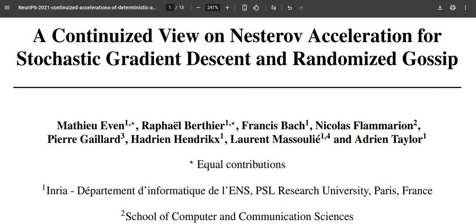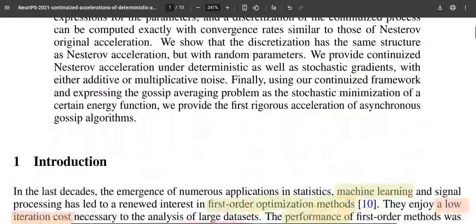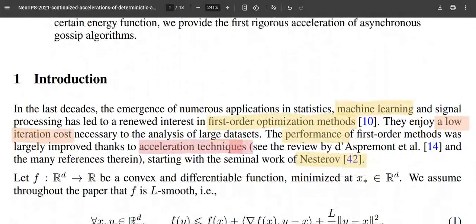Hi all. In this video, we are going to see a paper titled "Continuous Version of the Nesterov Acceleration" for accelerating stochastic gradient descent method applied to machine learning. So, what is this paper about, or an overall view of this paper.